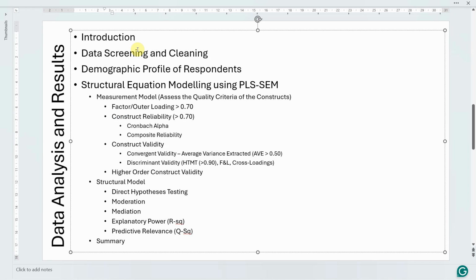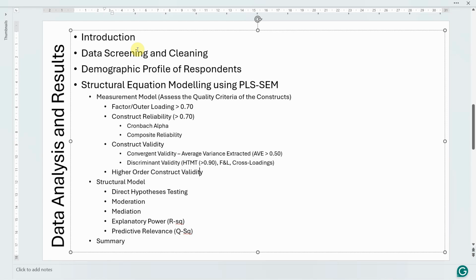Then the construct validity, that includes convergent validity and discriminant validity: convergent validity through average variance extracted, and discriminant validity through HTMT and the Fornell-Larcker criterion. You can report cross loadings as well. And then if you have got higher order constructs, then you have to write about their validity as well.